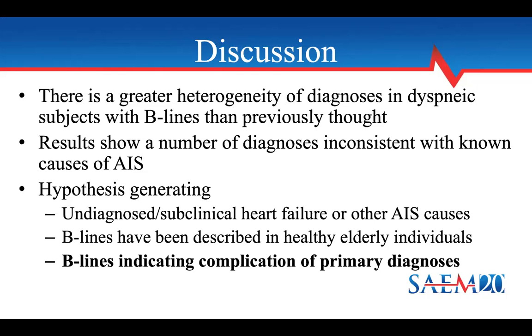Firstly, it could mean the presence of undiagnosed or subclinical heart failure or pulmonary edema, or other causes of alveolar interstitial syndrome. Secondly, B-lines have been described in healthy elderly individuals, so it's possible that these B-lines are found in otherwise not pathologic conditions. Thirdly, B-lines in such patients could indicate a complication of their primary diagnoses and presence of undiagnosed disease complications.